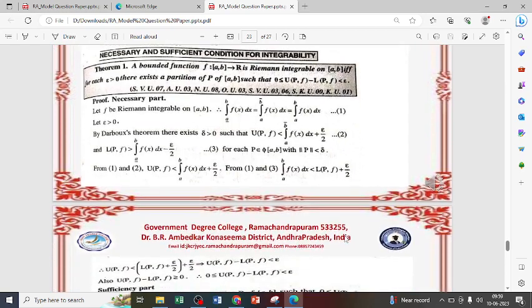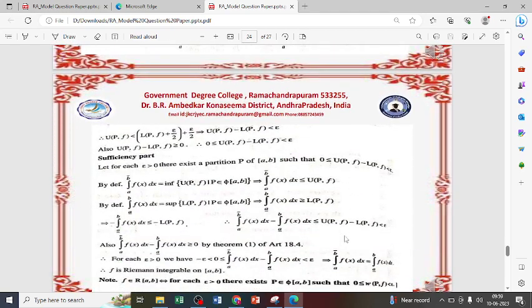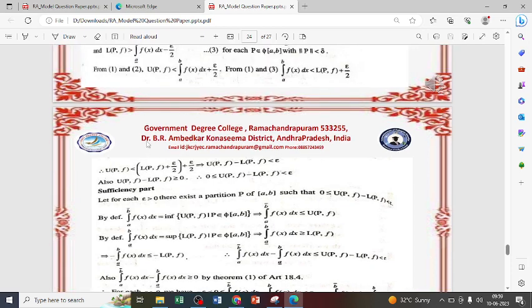So U(P,f) is smaller than integral plus epsilon by 2, and the integral is smaller than L(P,f) plus epsilon by 2. Now we have U(P,f) is smaller than the integral. What is the integral? Integral value. This integral value is smaller than L(P,f) plus epsilon by 2, so this is less than L(P,f) plus epsilon by 2 plus epsilon by 2. So U(P,f) minus L(P,f) will be less than epsilon. That is, the oscillatory sum is always non-negative. Therefore, the oscillatory sum lies between 0 and epsilon.